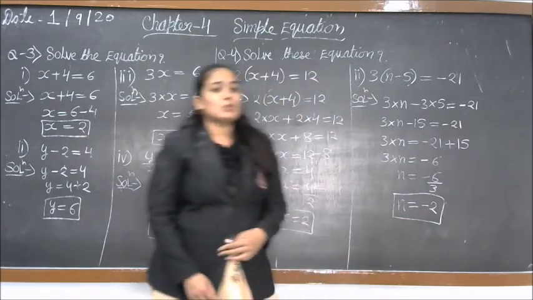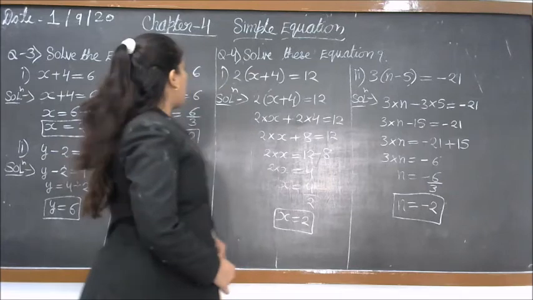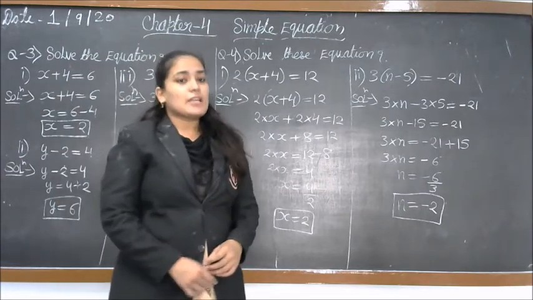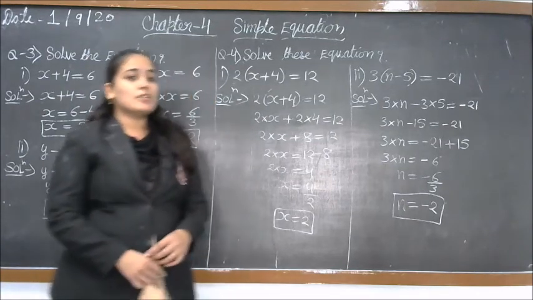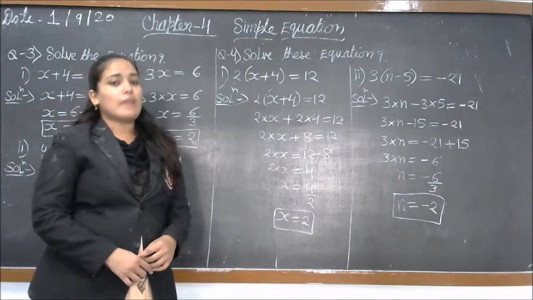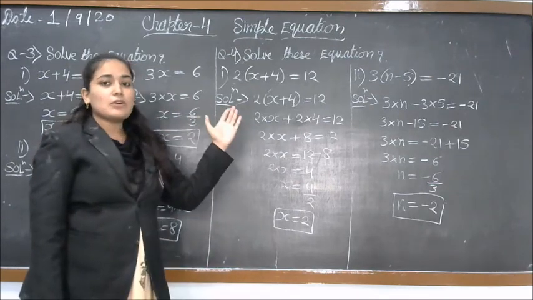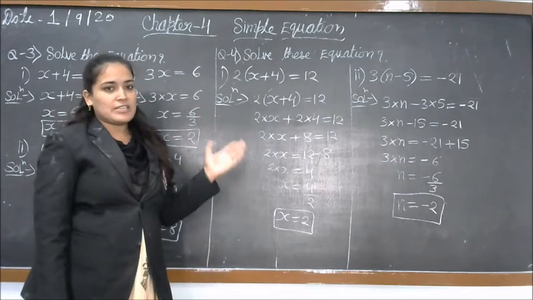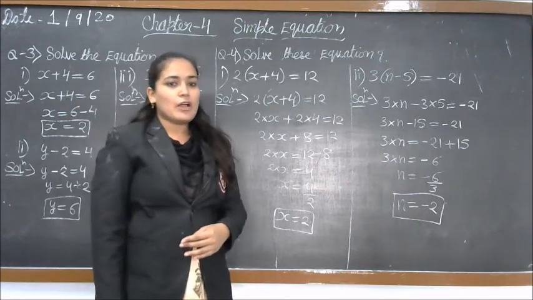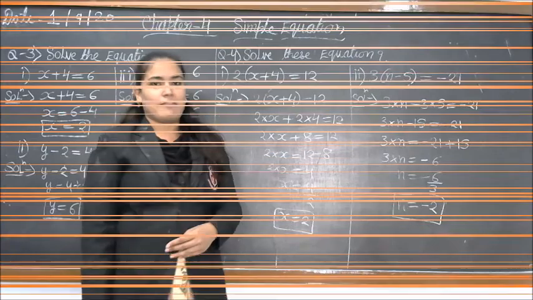So, students, today we discussed our fourth chapter, simple equations. In this chapter, we learned about the definitions of variable, constant and equation. And on the basis of this, we solved some questions here. I hope you all have understood it. Thank you.